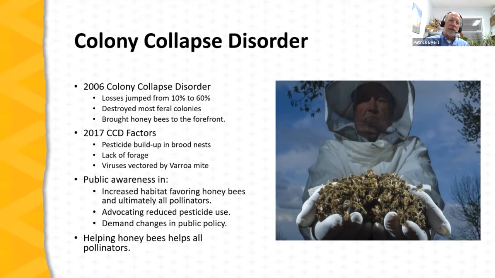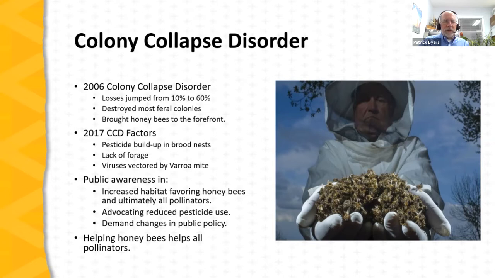Now, colony collapse disorder appears to be a complex. It appears to be a situation that arises when a colony is under several different stressors. It could be pesticide buildup in brood nests, and this could be pesticides that are brought in as a result of foraging, persistent pesticides that bees bring in either on their bodies or that might be present in nectar. It also can come about from lack of habitat, lack of forage, for example, in situations where nectar and pollen-forming plants have been eliminated. And then it's certainly been tied to the viruses that are vectored by varroa mite. And so again, all of these are factors in colony collapse disorder.